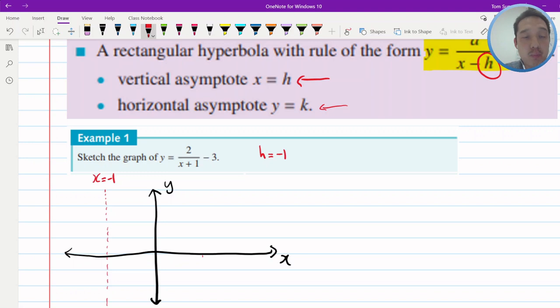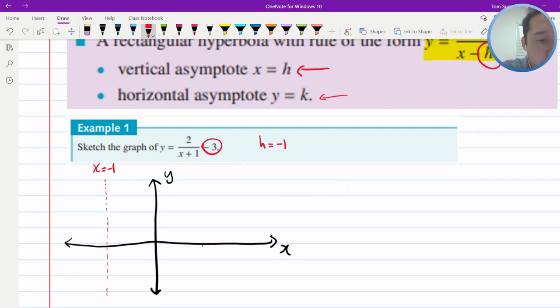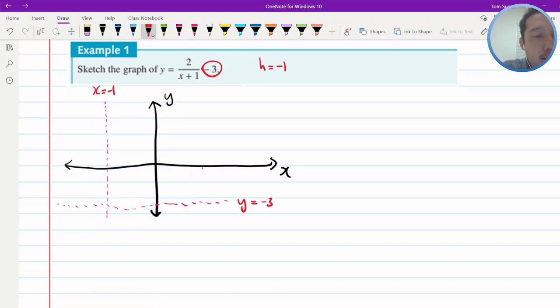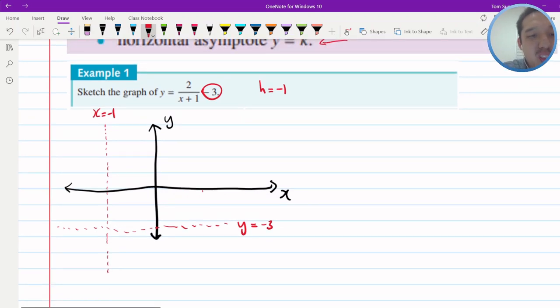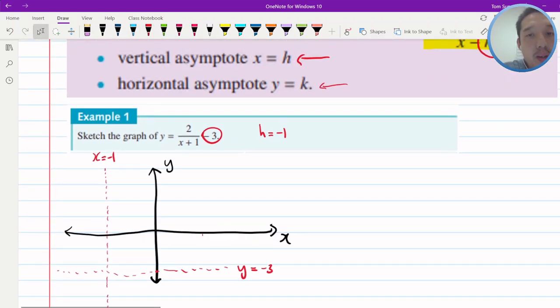That's your vertical asymptote, and then we have the horizontal asymptote, which is negative 3 here. So we can go down here and say, this is about here. And we have y is equal to negative 3, which is our horizontal asymptote. Here we have our graph ready to draw. I know it doesn't look to scale, but we'll work with that a little bit later.